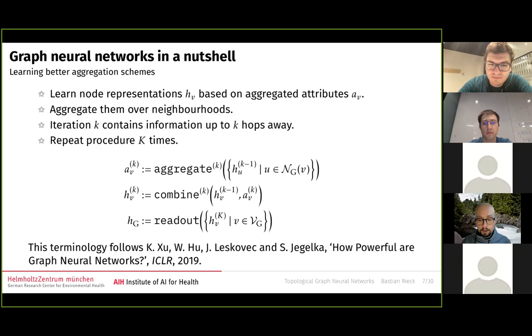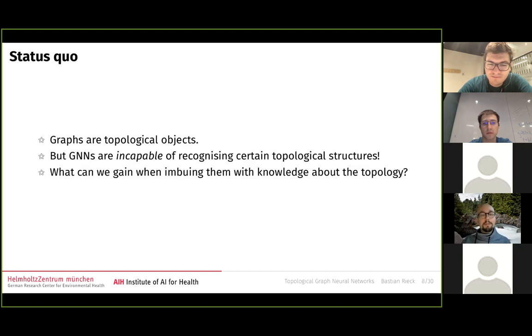So far, so good. I'm not telling you a lot of new things here, I'm guessing, but here's the status quo about this. Graphs are fundamentally topological objects, so they have some kind of connectivity. At the same time, GNNs, despite their really excellent empirical performance, are somewhat incapable of recognizing certain topological structures.